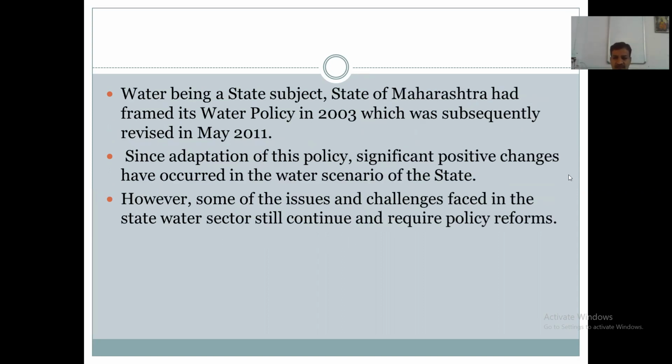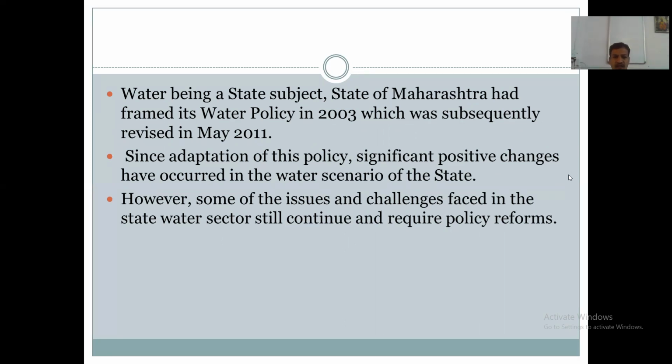So for this, the government of Maharashtra formed this water policy in the year 2003. In 2003, for the first time, they made this water policy.